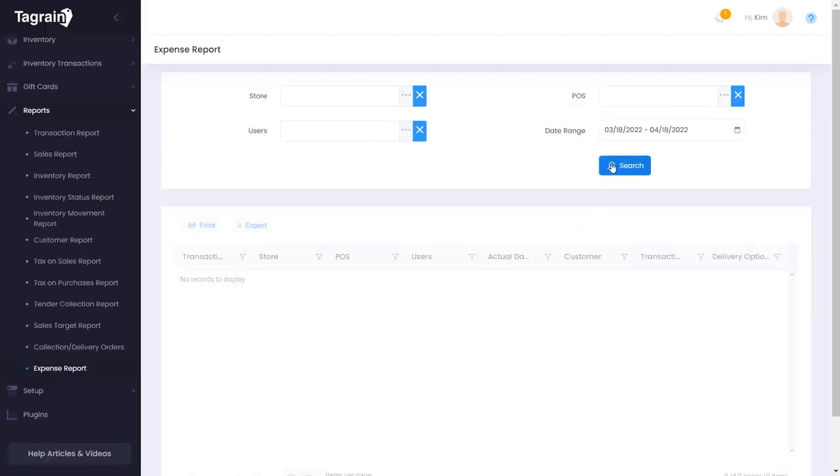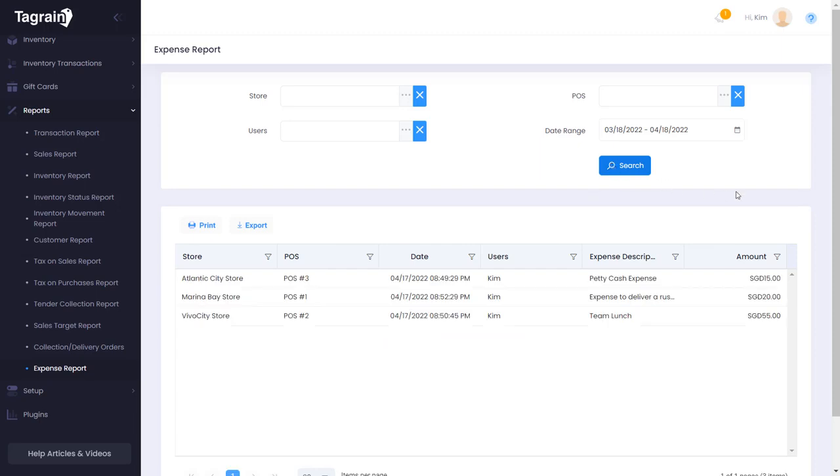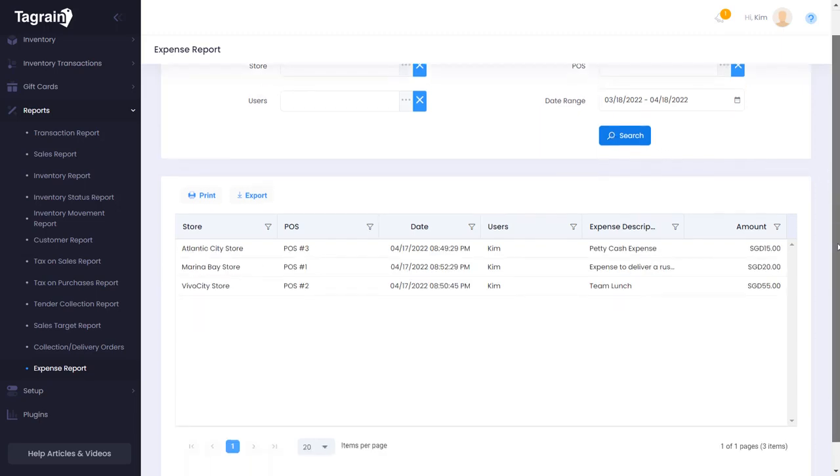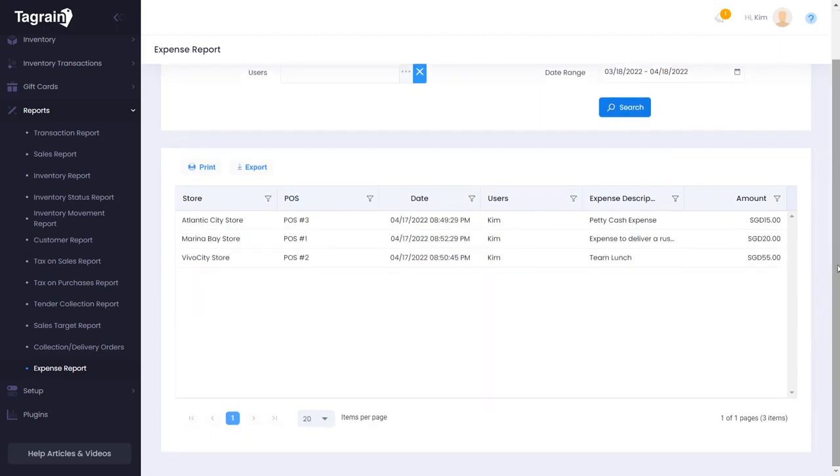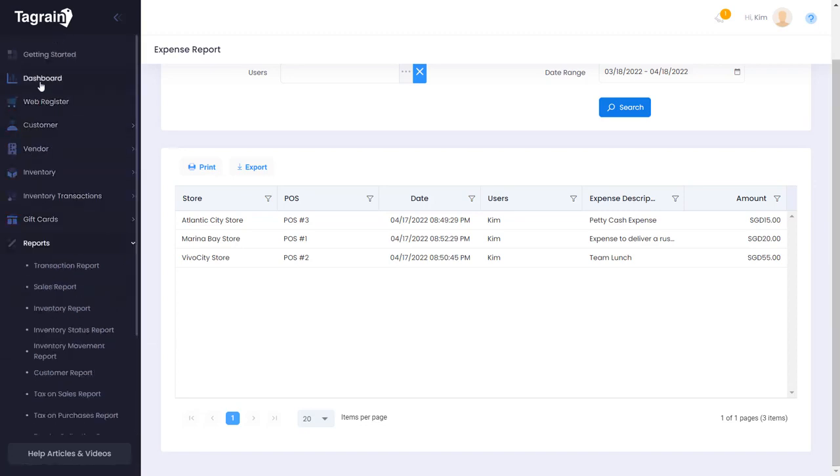The Expense Report. This report is a listing of petty cash expenses that you may have incurred at your store during a given date range. Petty cash expenses are recorded on the point of sale, and therefore the report also lists the point of sale from where the cash was used to incur the expense.